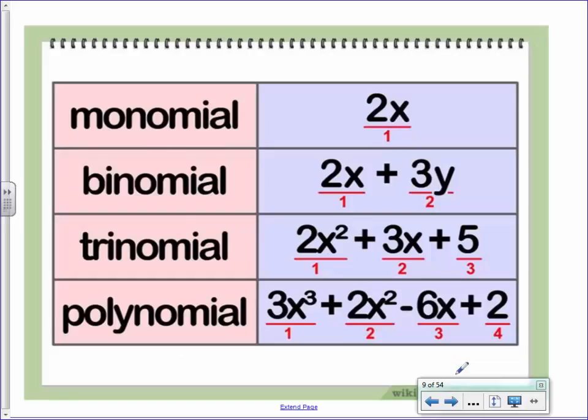Okay. Have you guys heard these words before? Monomials, binomials, trinomials, polynomials. I mean, monomials basically have 1 term. Binomials have 2 terms. Trinomials have 3 terms. Polynomials is just an overall expression referring to something that has multiple terms. That's all.